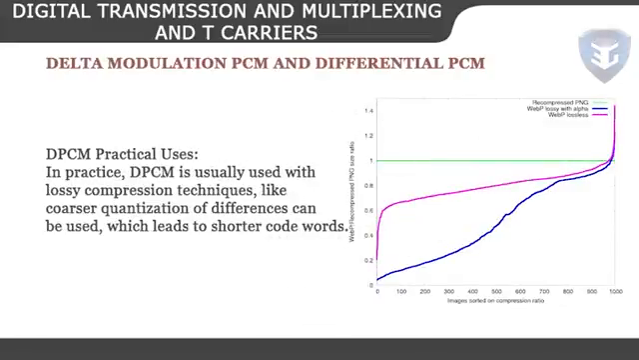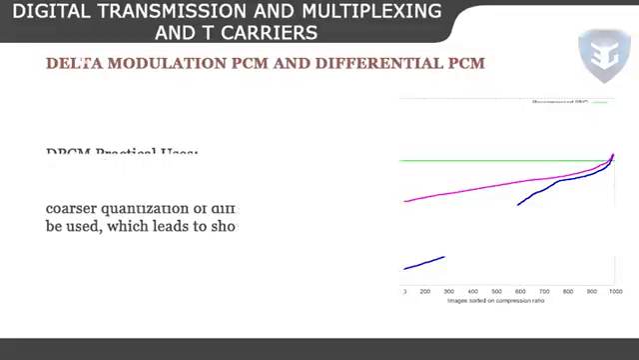DPCM practical uses. In practice, DPCM is usually used with lossy compression techniques, like coarser quantization of differences can be used, which leads to shorter code words. This is used in JPEG and in adaptive DPCM, or ADPCM, a common audio compression method. ADPCM can be viewed as a superset of DPCM.